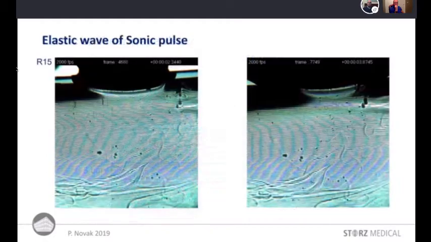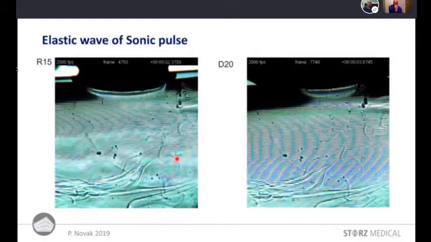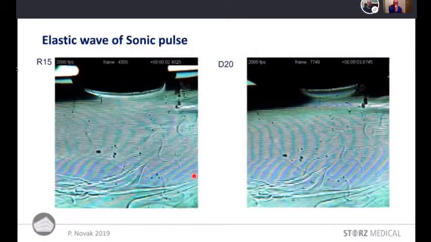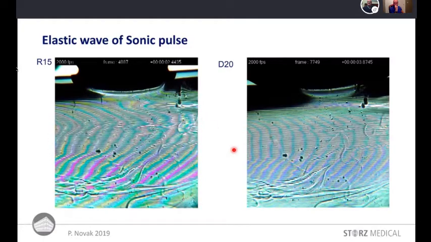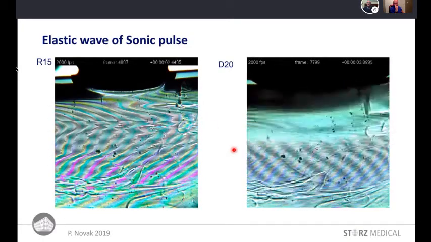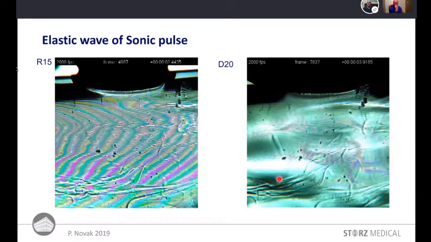We can also visualize it now in video. So it is now the wave generated by the R15. On the right hand side, you see how the wave is propagating from the D20. It's a much stronger wave. The variations after that are, of course, due to the reflections on the boundaries of this phantom.